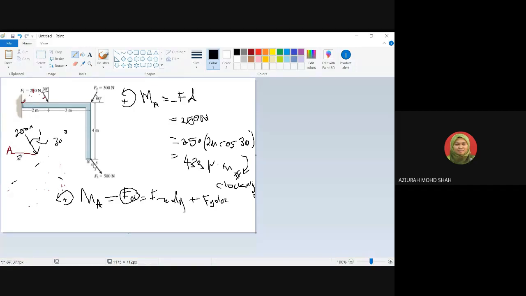Okay, 2 meter. Now when you resolve into component X and component Y, do you think both components, Fx and Fy, can produce moment, or only one component? Both.